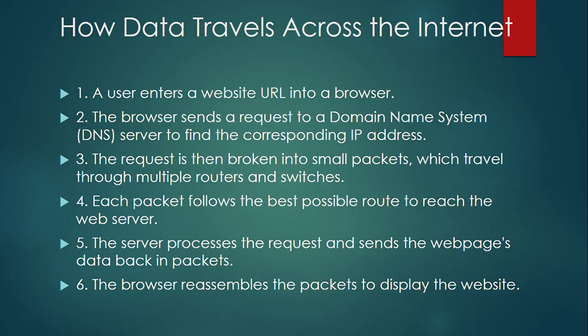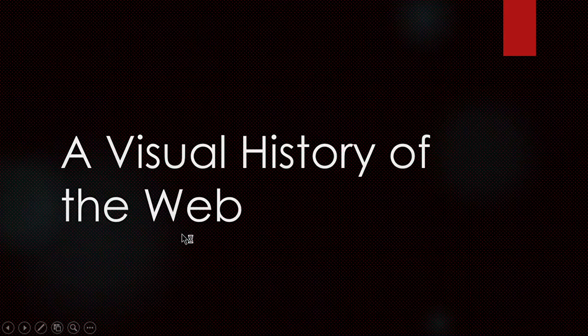Then the server processes the request and sends the web page's data back in packets. Then the browser reassembles the packets to display the website, and that's how the website displays on your PC or mobile phone. So the next topic is a visual history of the web.